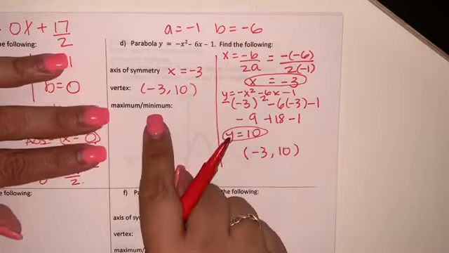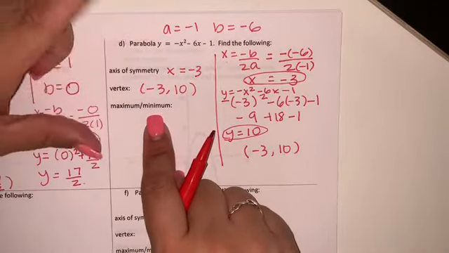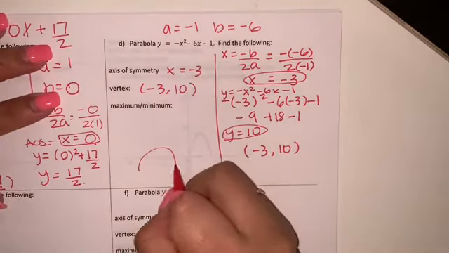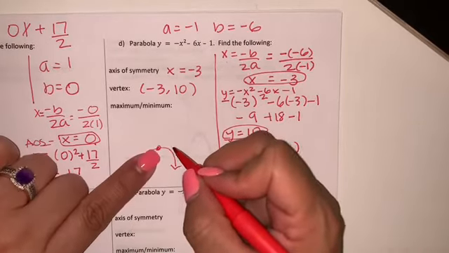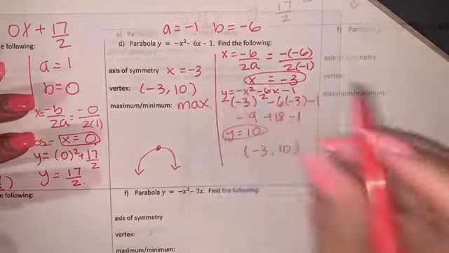And now let's talk about the max and the minimum. Which one is it? Because the leading term is a negative 1, I know that my parabola is going to be upside down with a maximum. So this vertex is a max.